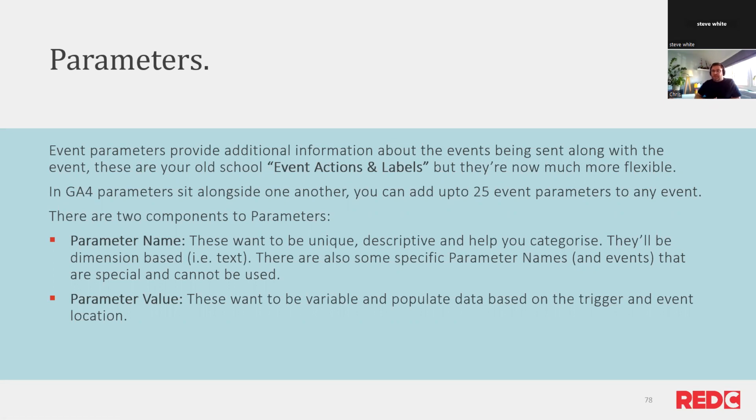One is the name. It wants to be unique, descriptive, help you categorize, be dimension-based. They'll be generally text. And as we covered off with event names, there are some parameter names that you can't use yourself because they're already set by Google as default. The parameter values, you'll want to generally be variable, and they'll populate data based on the trigger and event location that you're creating in Tag Manager. You can make the value static if you wanted it just to be a dimension. It very much depends on the event that you're creating.